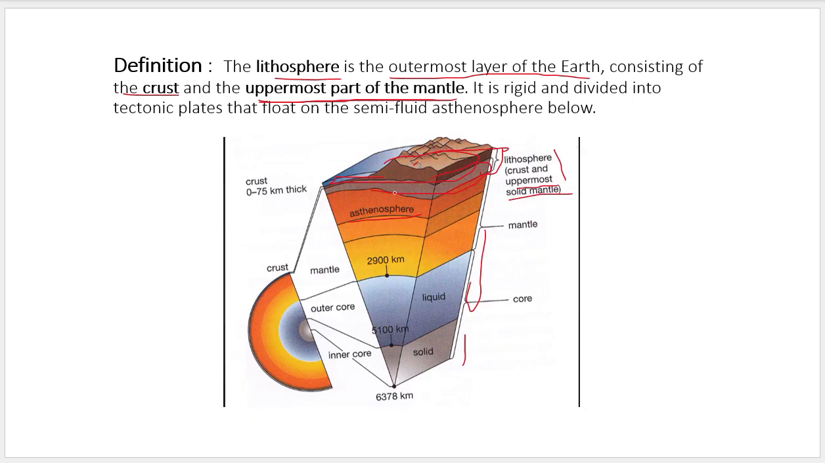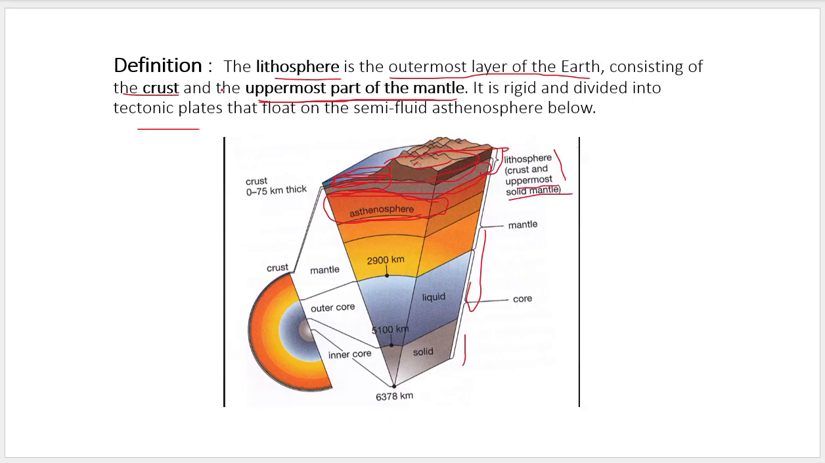They are rigid and divided into tectonic plates. This lithosphere is divided into multiple plates, and those plates are called tectonic plates. Multiple plates are there, and they are floating over the asthenosphere. This is another layer, which is in a semi-fluid, semi-liquid form. So above this asthenosphere, there are multiple plates of the lithosphere floating.